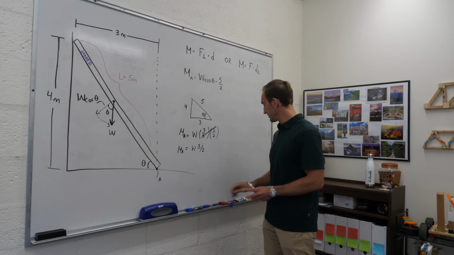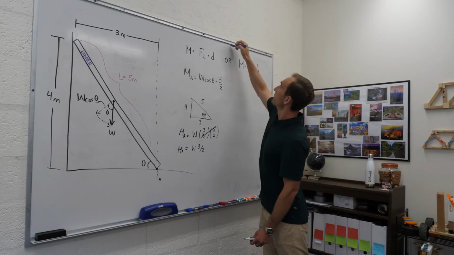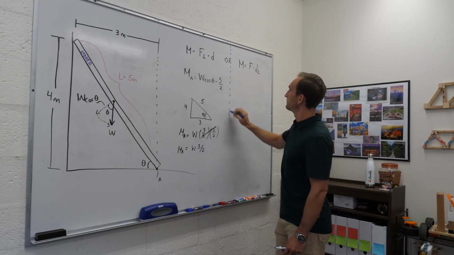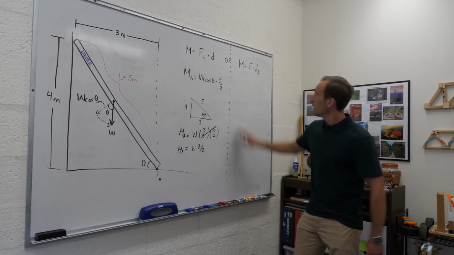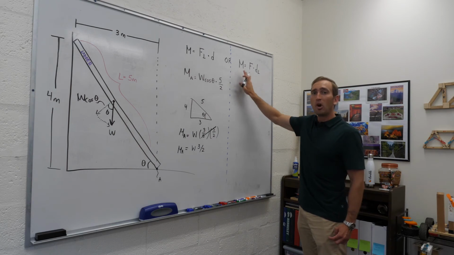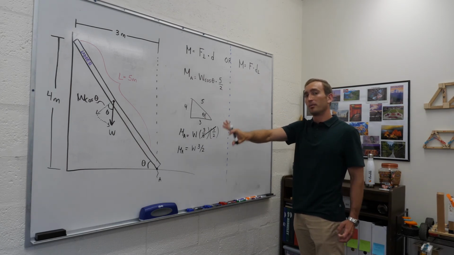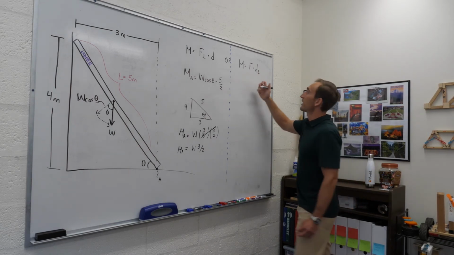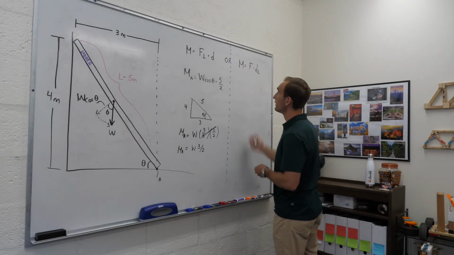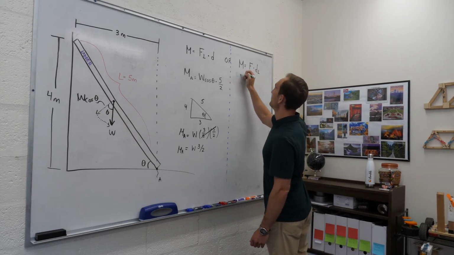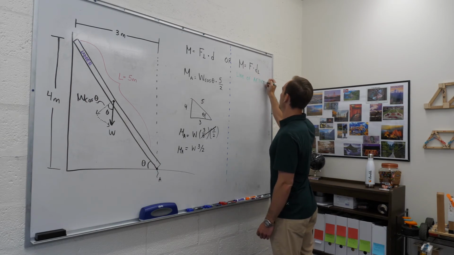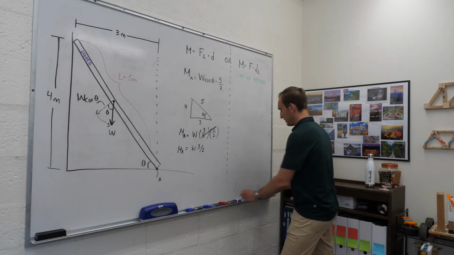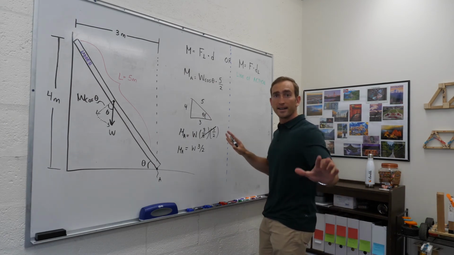So let's draw ourselves a nice little arrow here. Separate it out. And let's look at how we solve for the moments of the weight component about point A using line of action. So let's just make that really clear. This is our line of action method right here. Line of action. How do we do it?